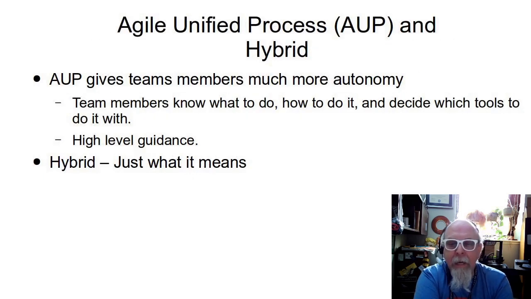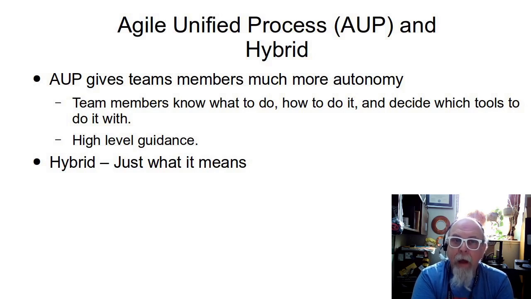The last kind of technique that I want to talk about is the Agile unified process. And to be honest, I've never seen a team that actually works like this. But basically in the AUP, team members are given autonomy. They're just told what to do. And the team member knows how to do it and decides which tools to do it with. Think about a team where everybody is using a different tool and you've got to integrate it back together. That isn't going to work.